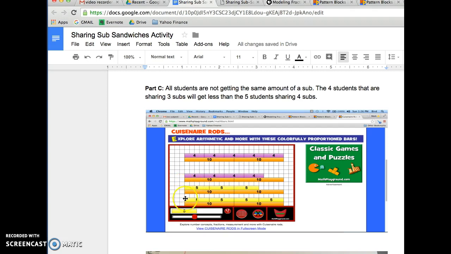And then if you look down here, if this is the 1 sub that the 4 students are sharing, they're going to get 1/4 of the sub. And since they're sharing 3 subs, they're going to end up getting 3/4 of a sub. Looking at just these 2 models, you can see that 4/5 is going to be greater than 3/4. So the students that are getting 4/5 of a sub are getting more to eat than the students that are getting 3/4 of a sub.